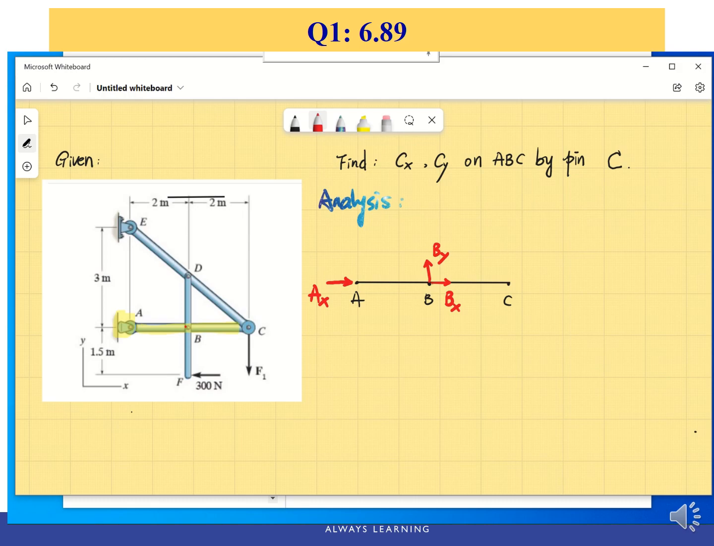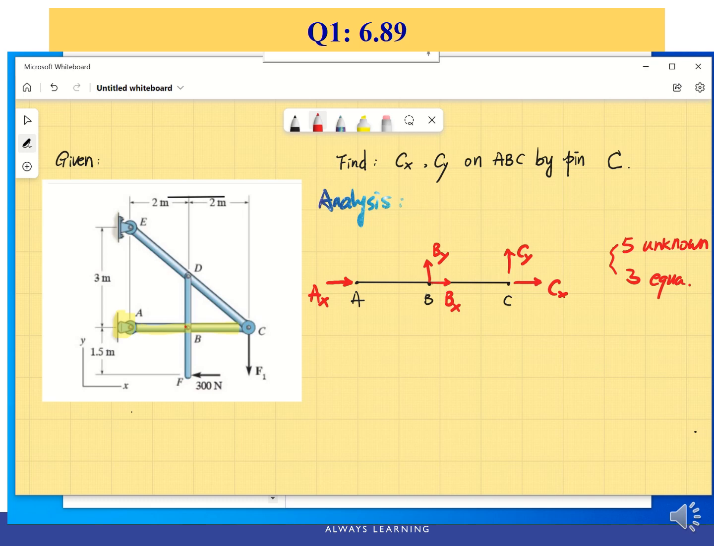And then there will be the forces CX and CY, which are the forces we're looking for. Apparently there are a total of 5 unknowns, right? And we can only write 3 equations. So we do not have enough equations to solve all of the unknowns. That means we probably need to draw other free body diagrams to solve some forces first, and then solve the ones we're looking for.